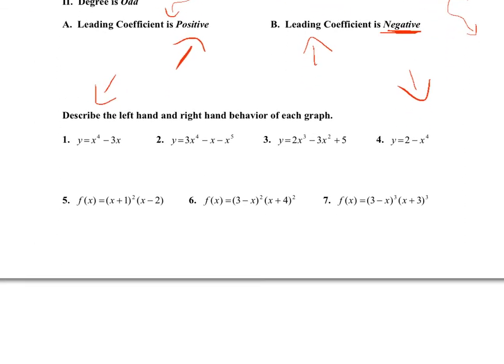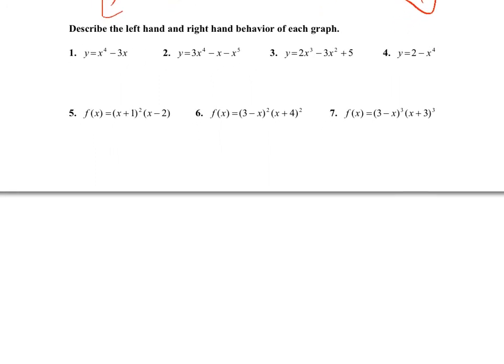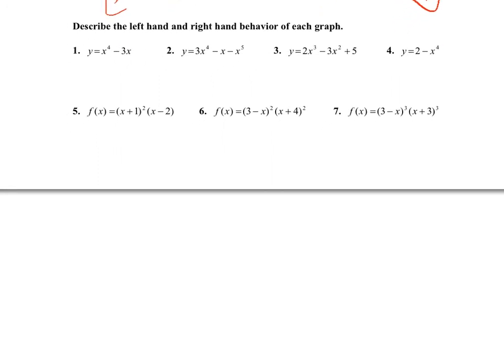I just look at the highest exponent, and all I'm going to do here is describe the left-hand and right-hand behavior. I'm just going to represent them with arrows. That's it. If I do the first one, I see right away that this 4 is the highest exponent. The leading coefficient is positive 1, so it's going to look like a parabola.